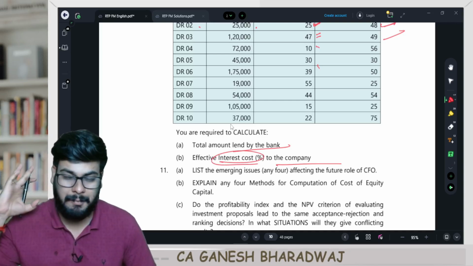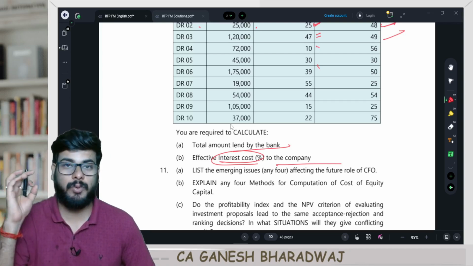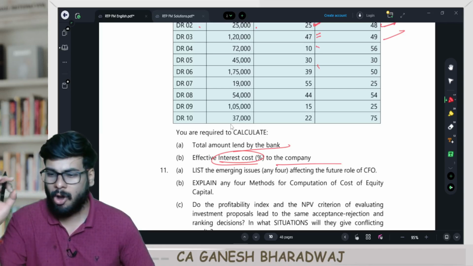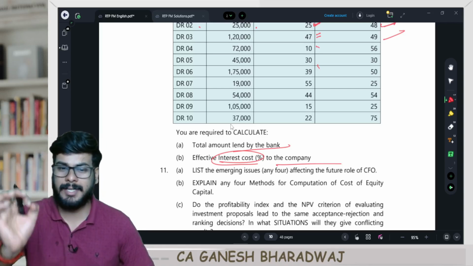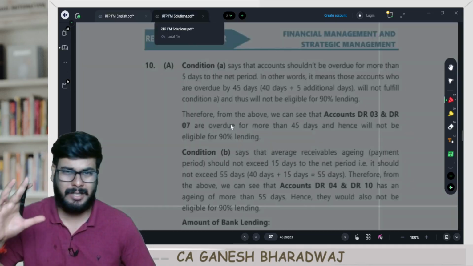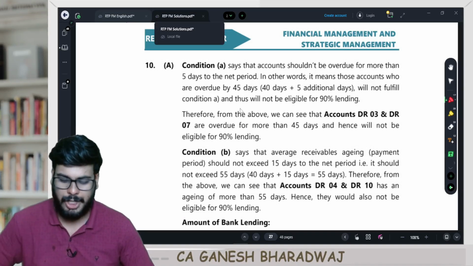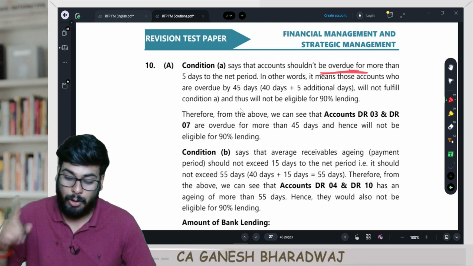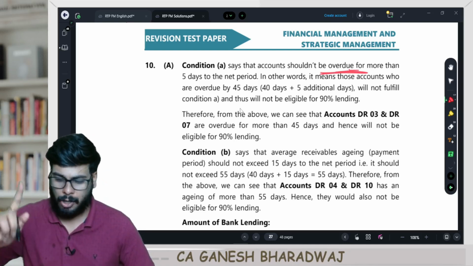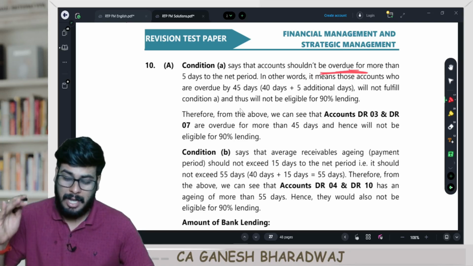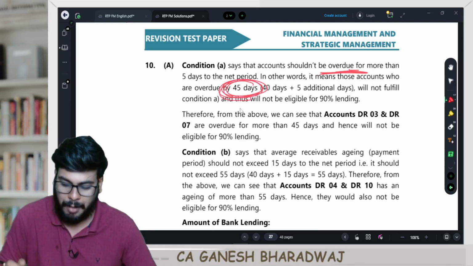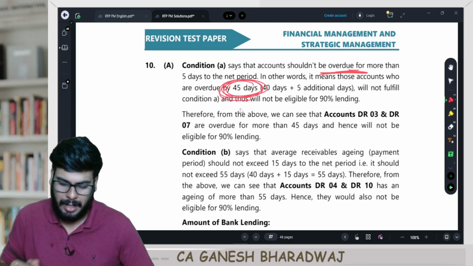Guys, fairly a simple question, right? All you need to do is decode the wordings given in the question, which could be a little tricky, and put it very clearly. Now, very simple. What does condition A say? It says the account shouldn't be overdue for more than 5 days beyond the net period. Or in other words, it should not be overdue for a period beyond 45 days. Are you clear with this?